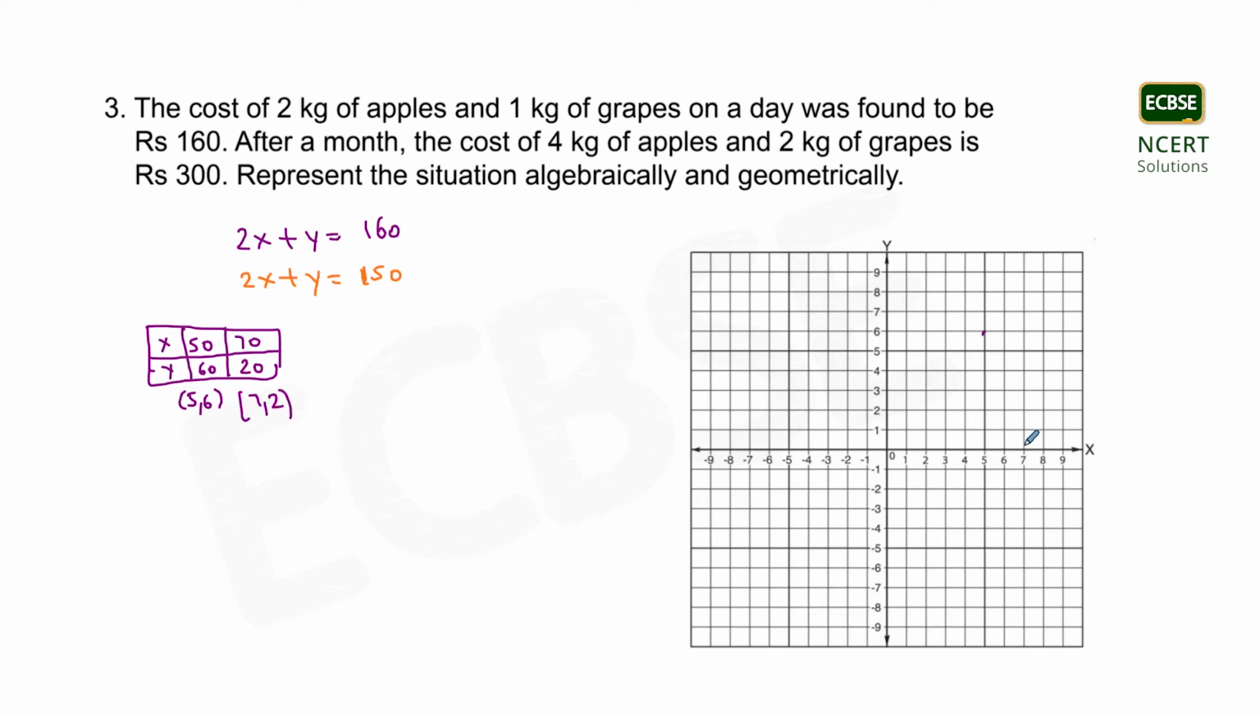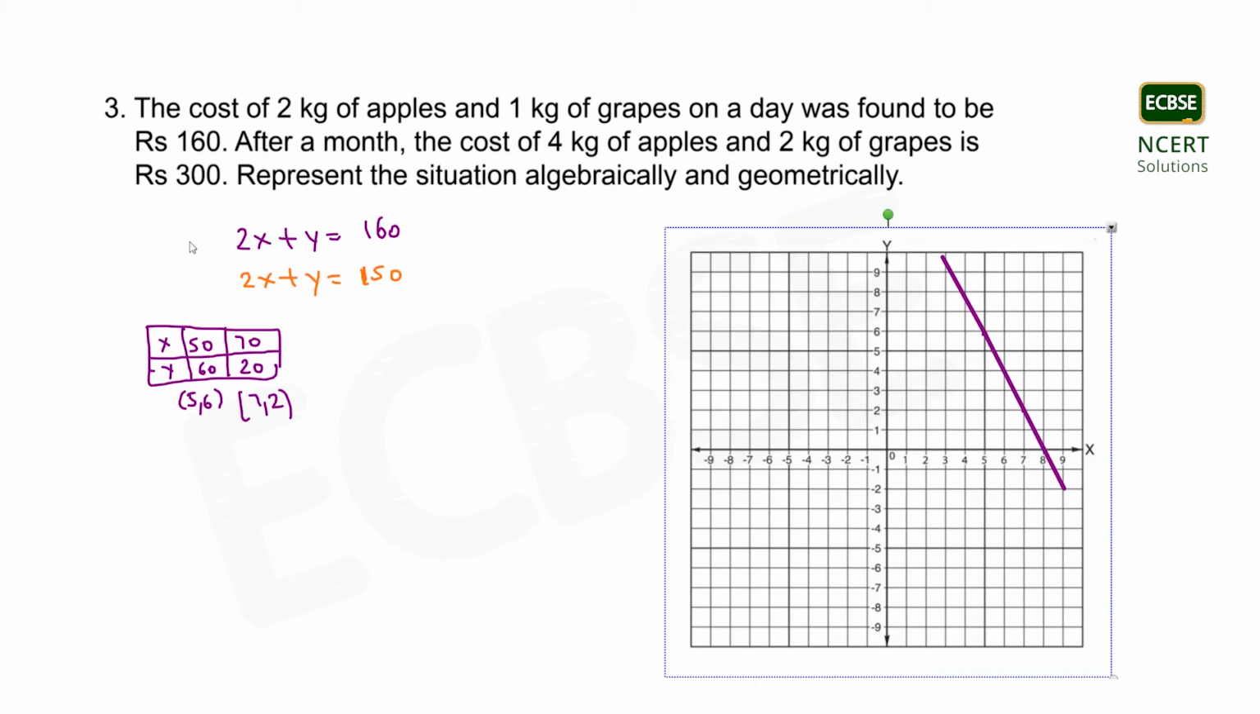That is this point. So now in order to represent the linear equation, what we need to do next is to draw the line which will be passing through these 2 points of the table. So drawing the line, it will look somewhat like this.